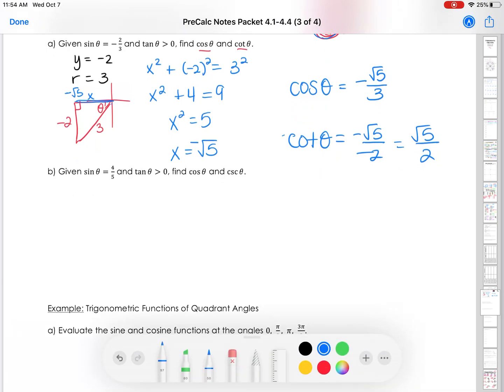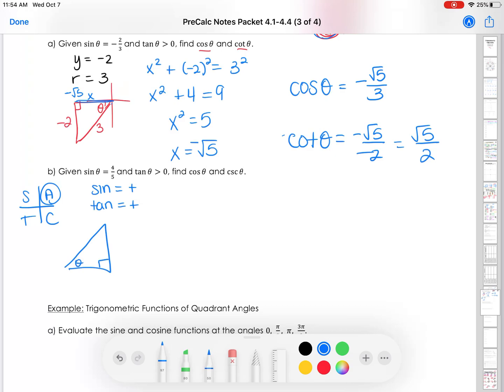All right, in B, we are given that sine is 4/5, tangent is positive, it's greater than 0, find cosine and cosecant. Again, I want to know what quadrant I'm in, so I know that sine is positive, just because 4/5 is a positive number. I see that tangent is positive. The only place that more than one thing is positive is that first quadrant, okay? All students take calculus. Otherwise, something is going to be negative in the other quadrants. All right, so I must be in quadrant 1.